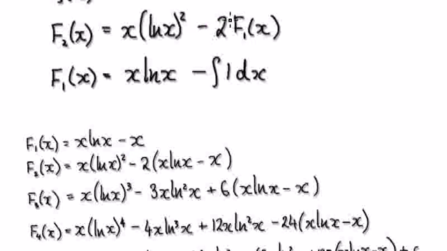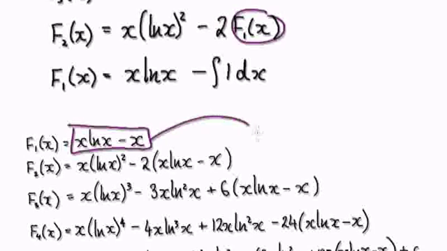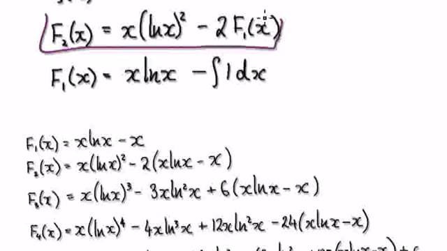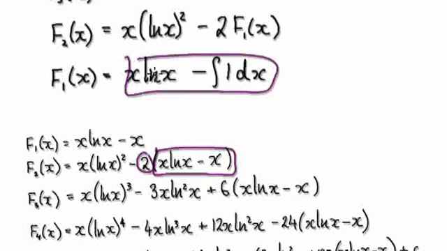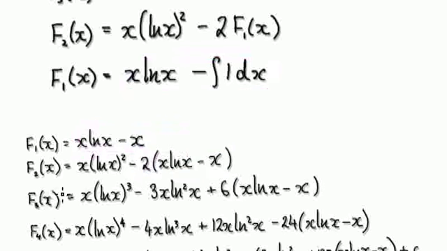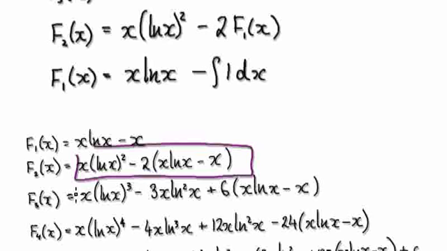So f of 2 here is given by this thing, which is this bit here, take away 2 times the previous term. Well, the previous term was this thing here, so we can then put it into here. It's saying f of 2 is this thing here, take away 2 times the previous term. The previous term was this. So we can put it into here. And then now that we know f of 2, we can now work out f of 3.